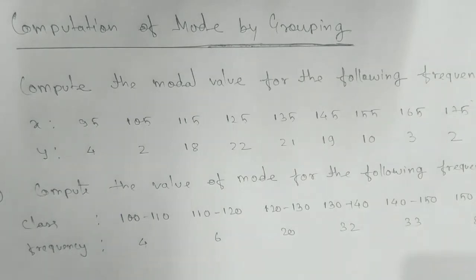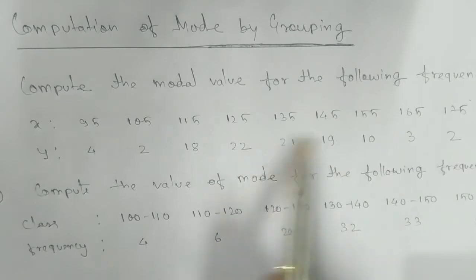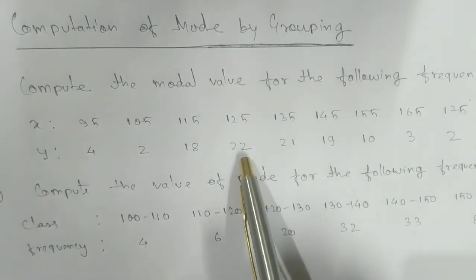Namaste students, today we are going to see computation of mode by the grouping method. The question will arise: when are we going to use the grouping method? We use it when the mode is ill-defined, that is, when the highest frequency and its preceding one are very close. If you see this table, the highest frequency is 22.